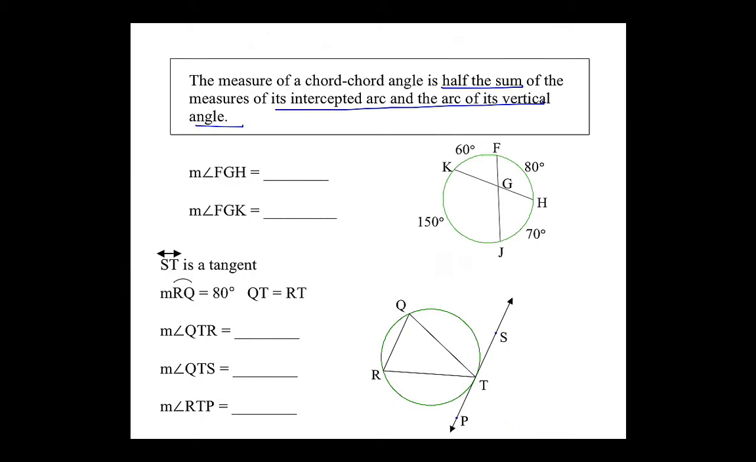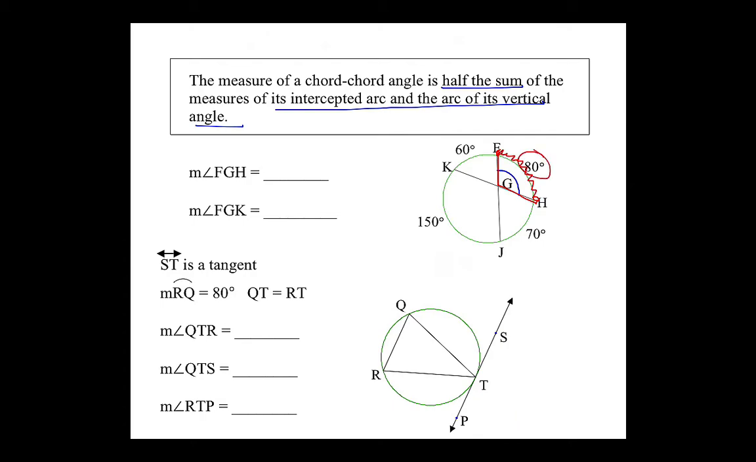So if we're finding the measure of FGH, FGH would be this angle right here. Now the intercepted arc of that: again, if we follow this out, we hit point F. We follow the angle out, we hit point H. So the intercepted arc here would be FH, which is 80.